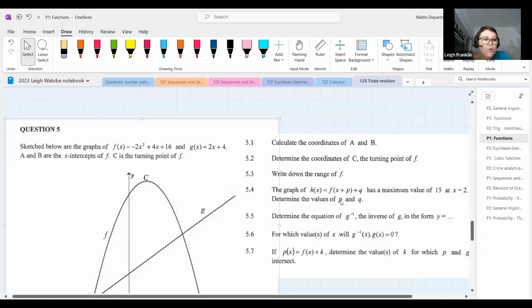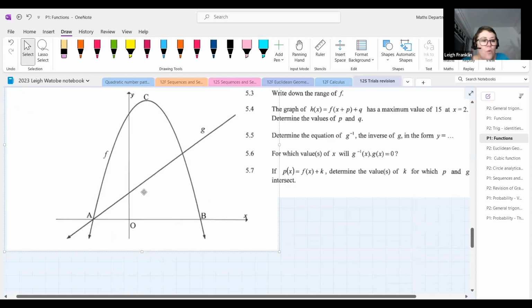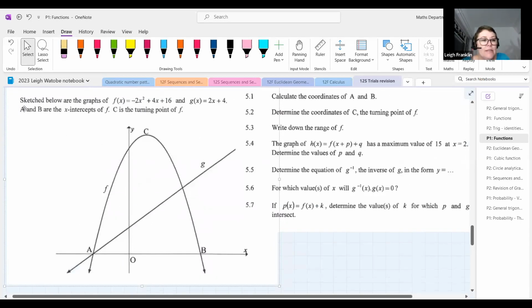Okay, so in question 5, we are given 2 graphs, f of x equals minus 2x squared plus 4x plus 16, and g of x is equal to 2x plus 4. If we have a look at the graph, we can see that A and B are the x-intercepts. It tells us this over here, and that C is the turning point. Now, what's quite nice about these questions is that the beginning ones are really quite easy, and then after that, it gets a little bit more difficult.